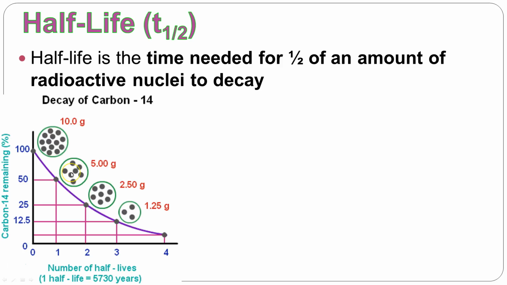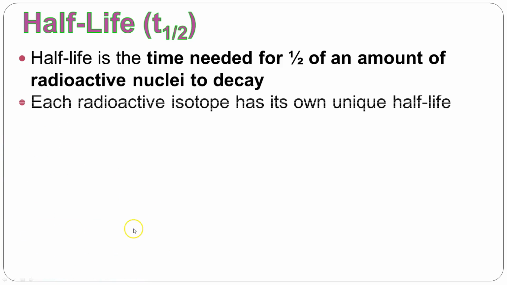5,730 years later, I'm left with 5 grams. 5,730 more years, I'm left with 2.5 grams. Another 5,730, I'm left with 1.25 grams, and so on and so forth. Each time, half the amount is going to be removed. Each radioactive isotope, whether it's carbon-14 or carbon-12 or whatever it is, has its own unique half-life. Some of them are on the order of seconds, some of them are on the order of billions of years.